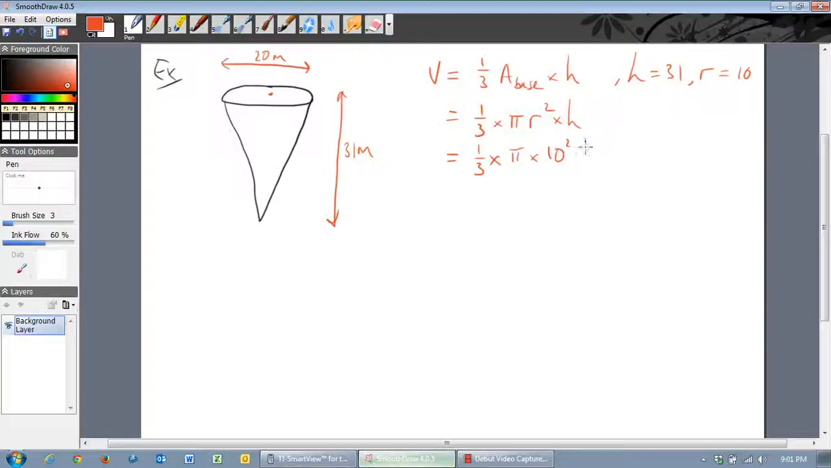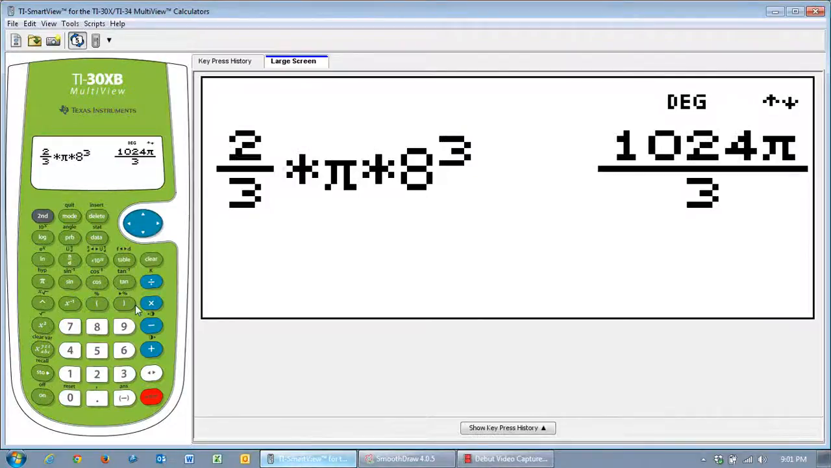Right, let's put all our numbers in now. So 1/3 times pi times the radius, 10 squared, times the height, which is 31. Straight into your calculator, don't muck around with it. Use your calculator to your advantage. 1/3 pi 10 squared 31.